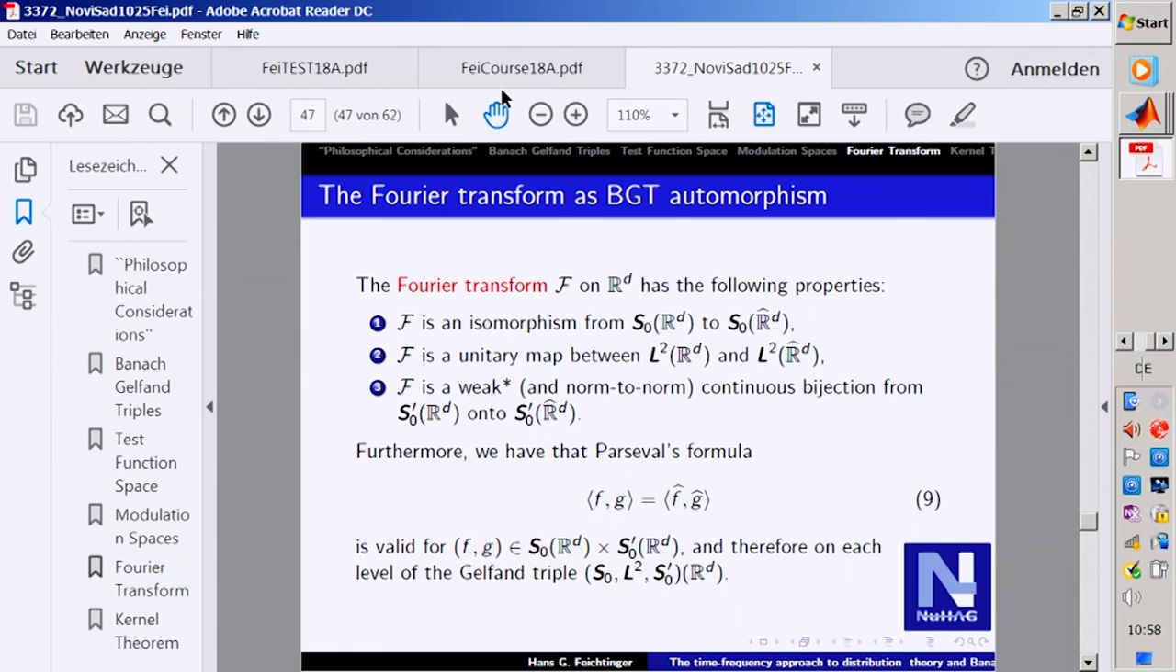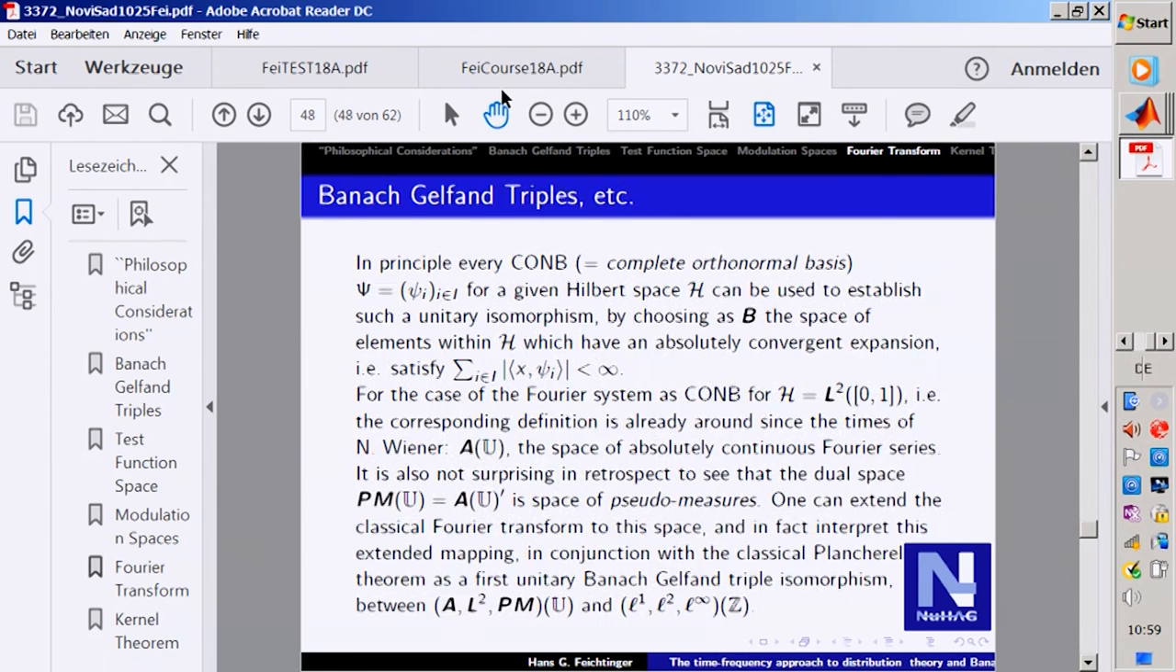S0 is mapped into S0. It's isomorphic, actually isometric if we choose our Gaussian norm. It's isometric and one-to-one, therefore scalar product preserving, therefore unitary. This is Plancherel in one package. And it's also bounded as well as weak star continuous. Therefore we can claim it's a Banach-Gelfand triple isomorphism.